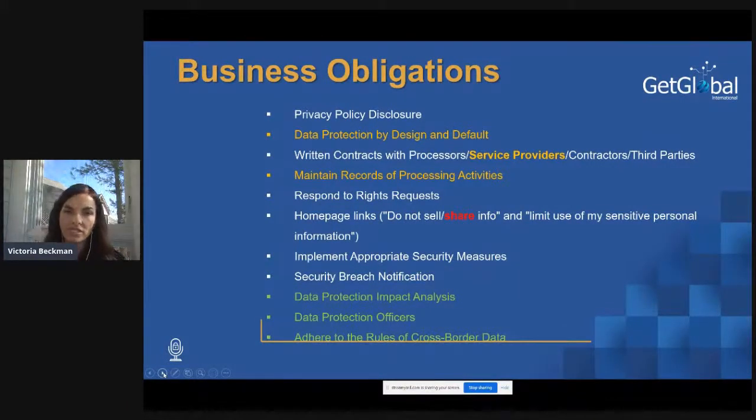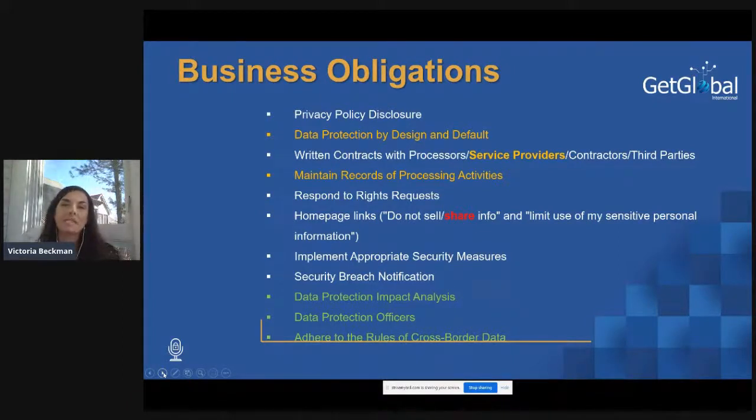And then the homepage links that I mentioned, under the CCPA right now, we have the requirement to have a do not sell my information link if the company sells the information under the definition of sell by the CCPA, which is that kind of broad definition of making the information available for any valuable consideration. Doesn't have to mean the exchange of money.